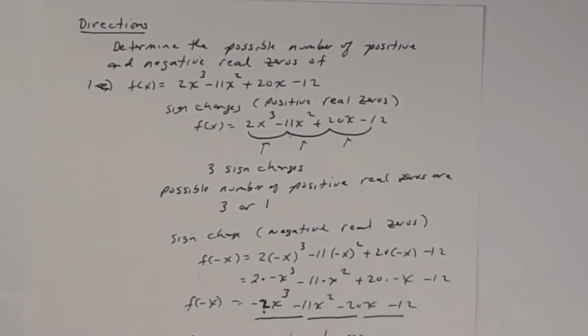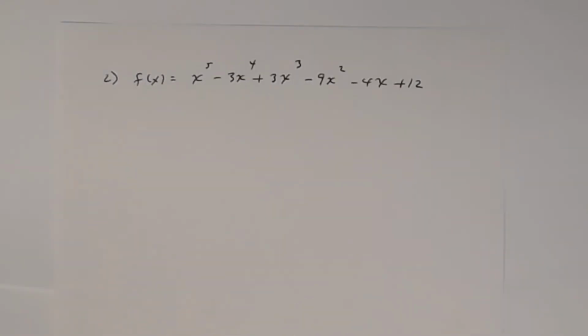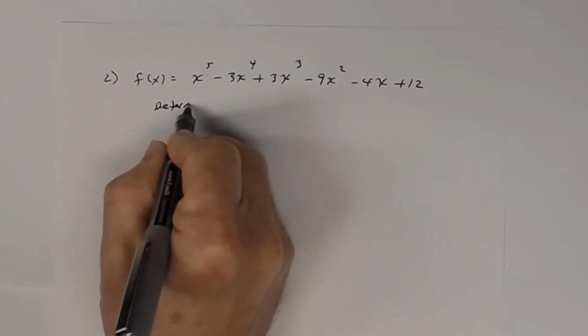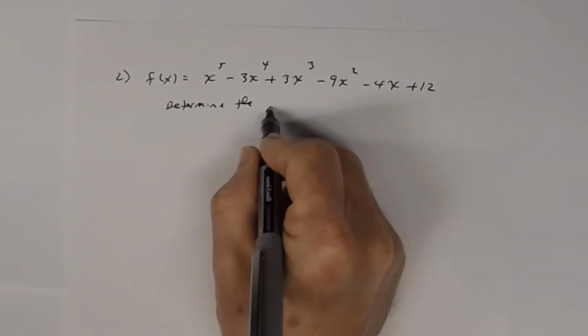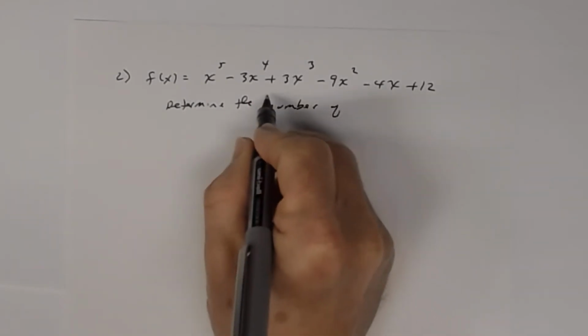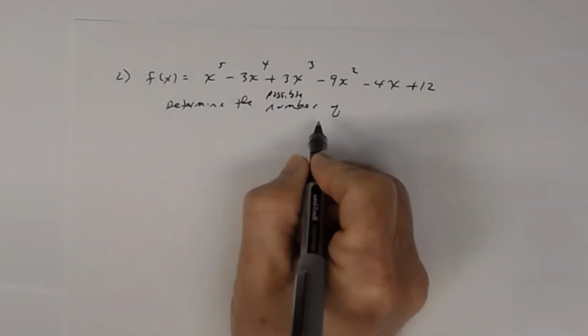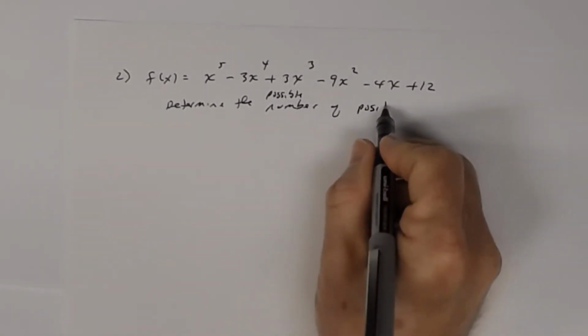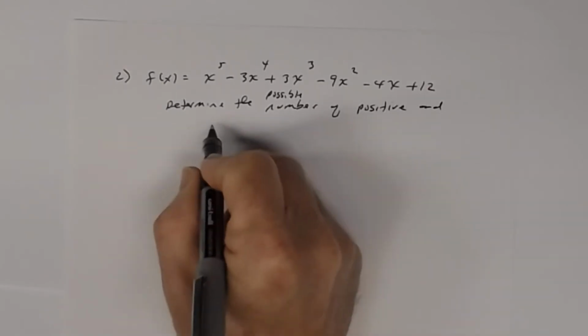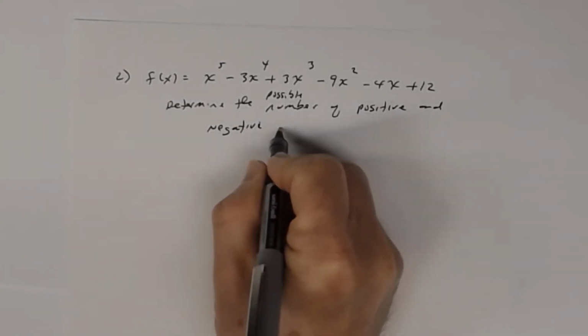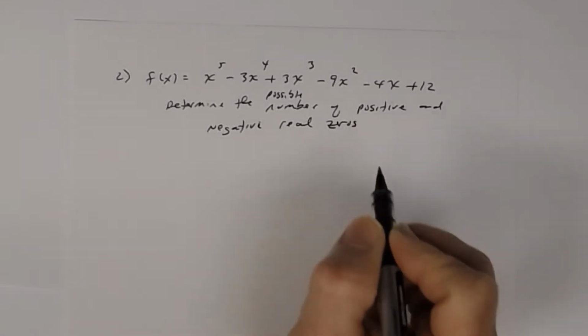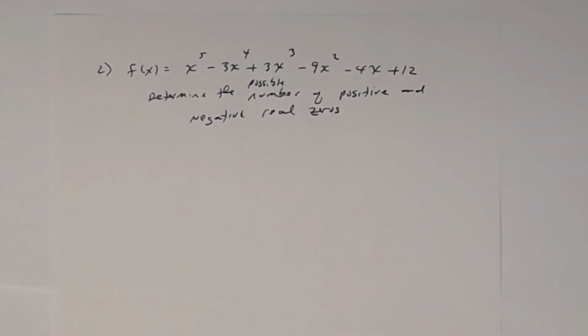Okay, let's look at another example. Let's look at example 2. The more you do, the easier it gets. Okay, so let's do this function, and all we want to do, just to remind you, is determine the possible number of positive and negative real zeros.